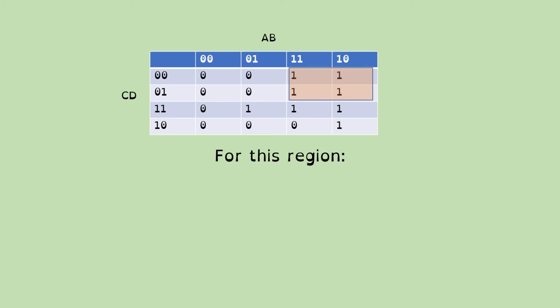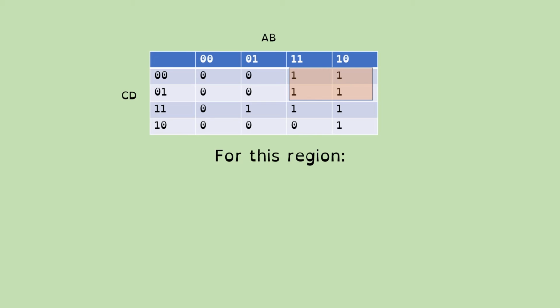Let's take the orange region. For this region, the four binary numbers that are covered, going from left to right, top to bottom, are 1100, which is the top left, 1000, which is the top right, 1101, which is the bottom left, and 1001, which is the bottom right.